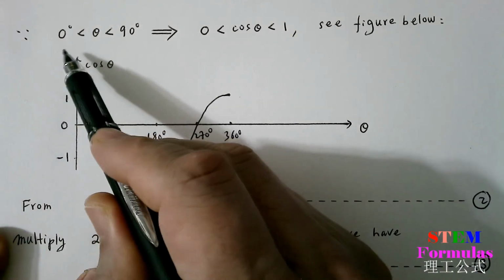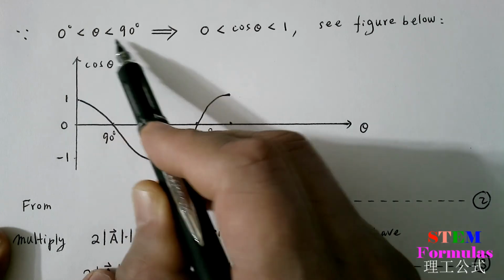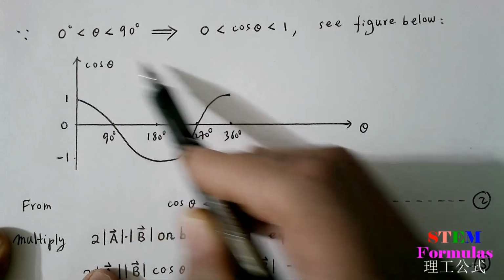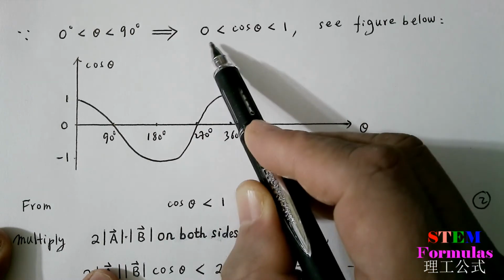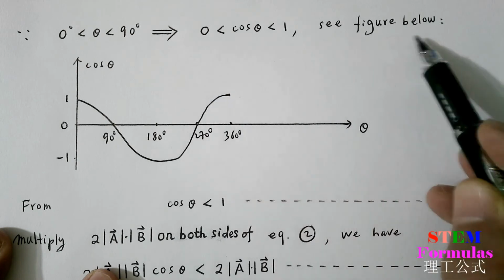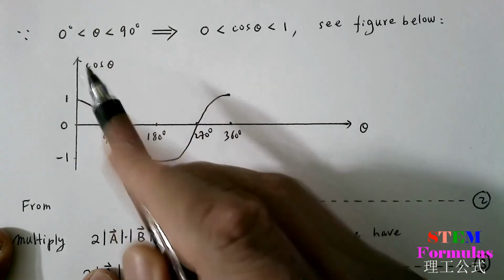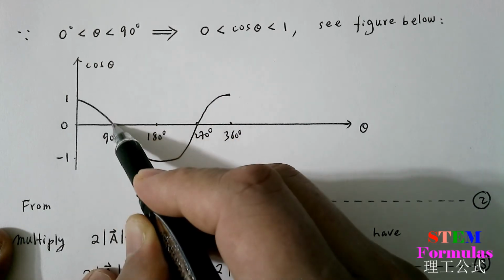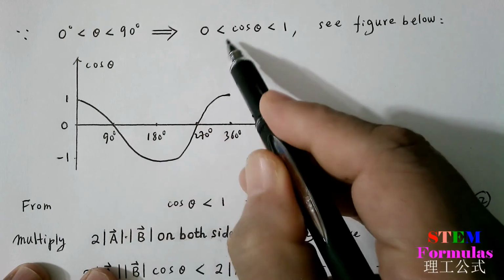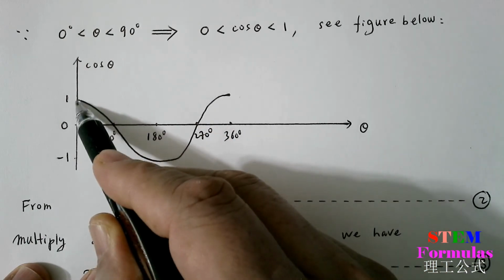From the condition given in the problem, theta is greater than 0 and smaller than 90 degrees. See this figure below. When theta is smaller than 90 degrees and greater than 0, we have this region from here to here. Therefore, cosine theta is greater than 0 and smaller than 1.